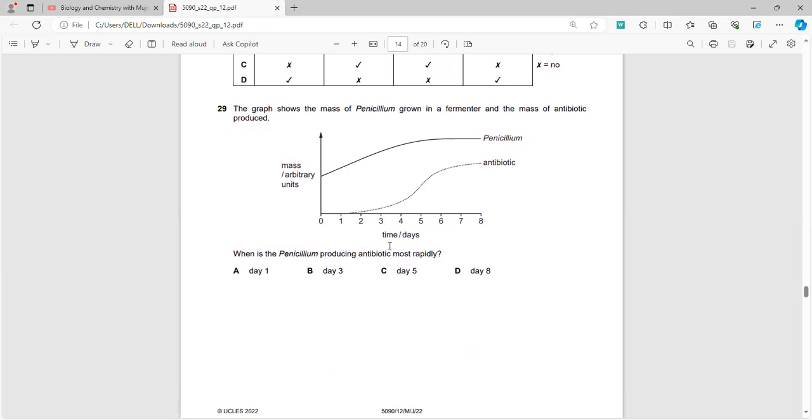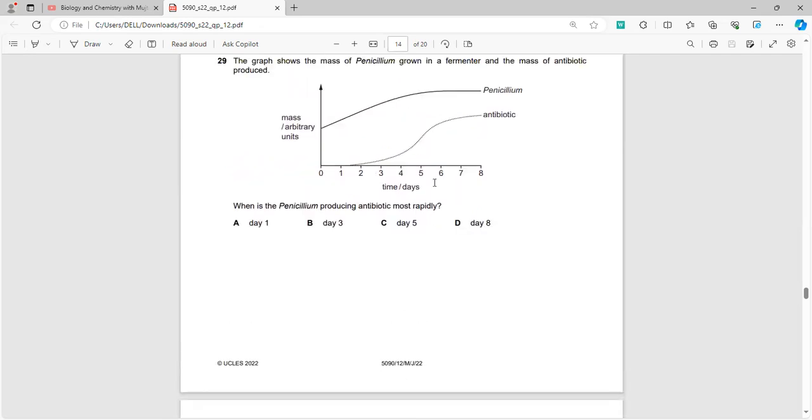Now, the concentration of antibiotic is most rapid at day 5, as you can see above as well, that the two graphs have the maximum correlation at day 5.